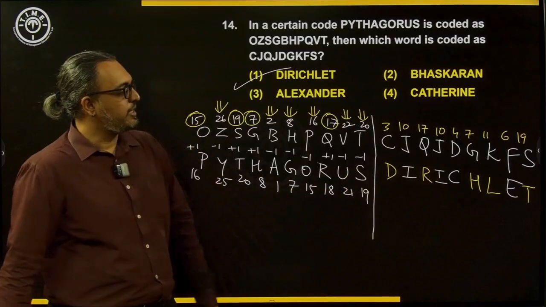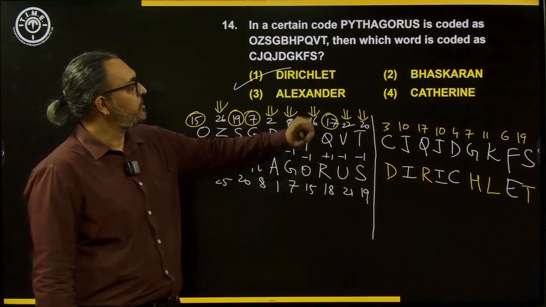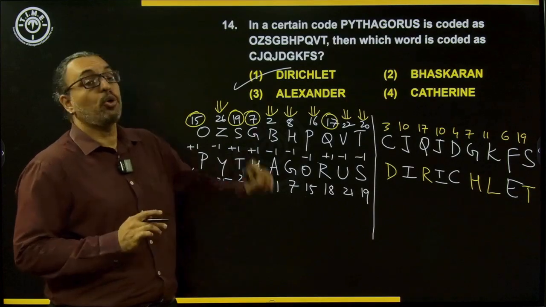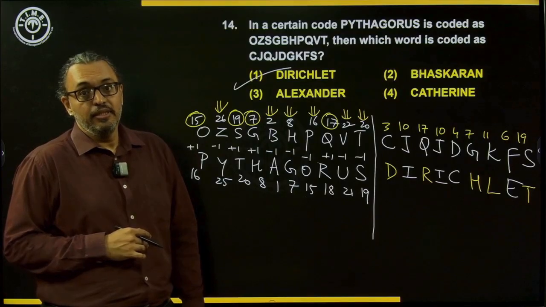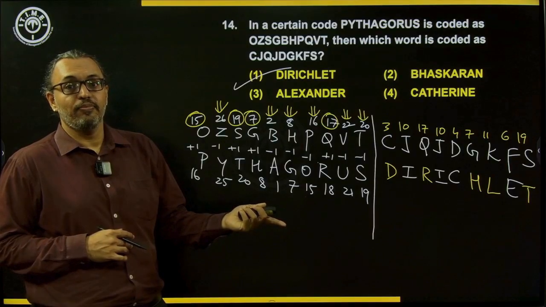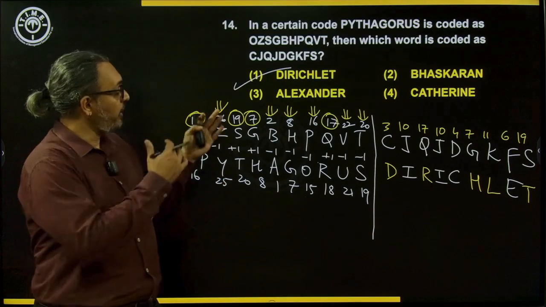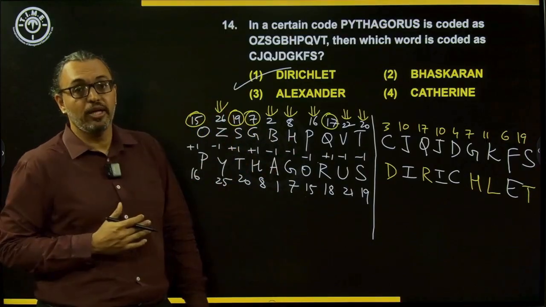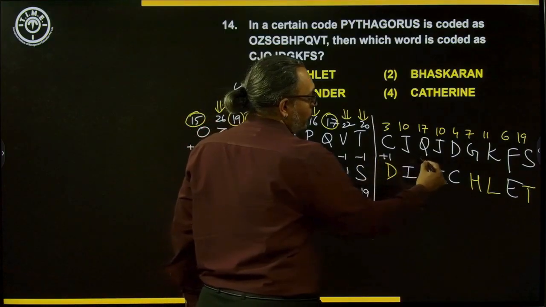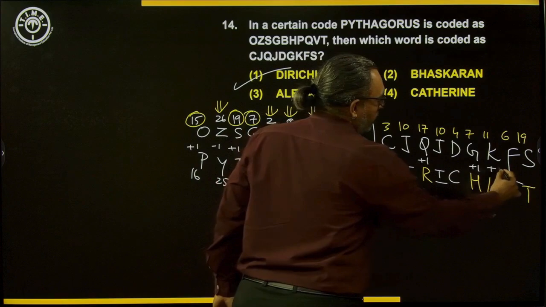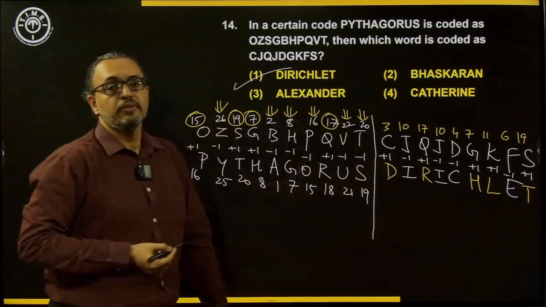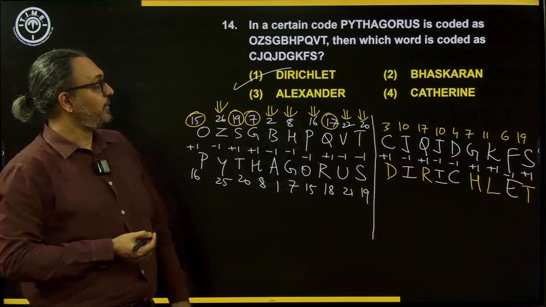So D-I-R-I-C-H-L-E-T. Please look into how the question is asked. He says which word is coded as, so it is decoding. Understanding the point? When it is decoding, write the code first, then the word, whatever the logic is, you can apply the same logic without any change. So all the odd numbers, you are adding 1, and all the even numbers, you are subtracting 1. That's the logic. Understood?